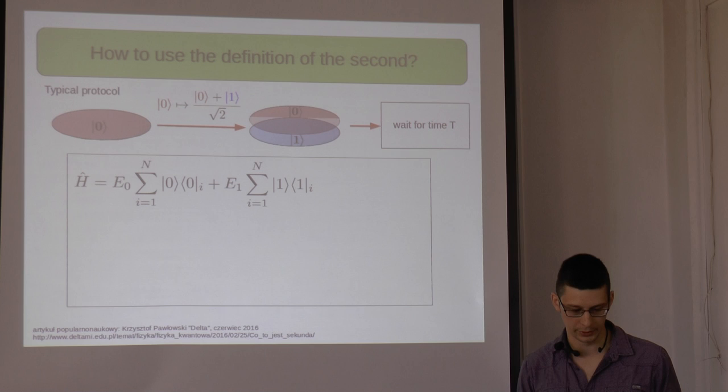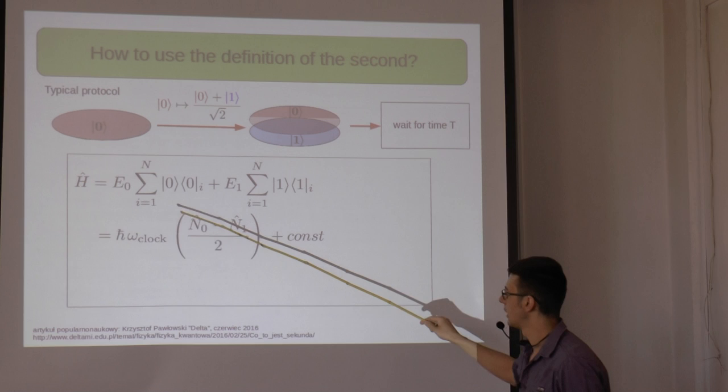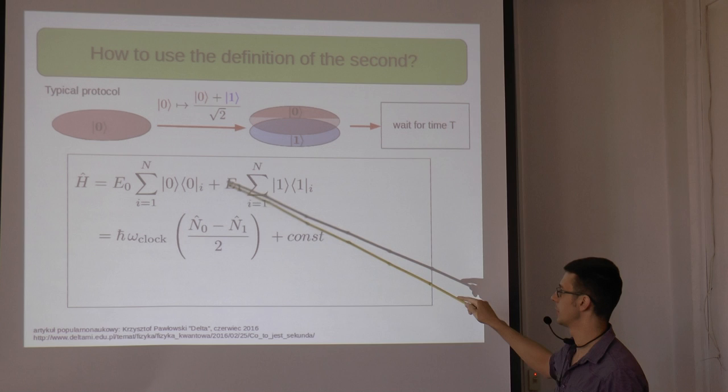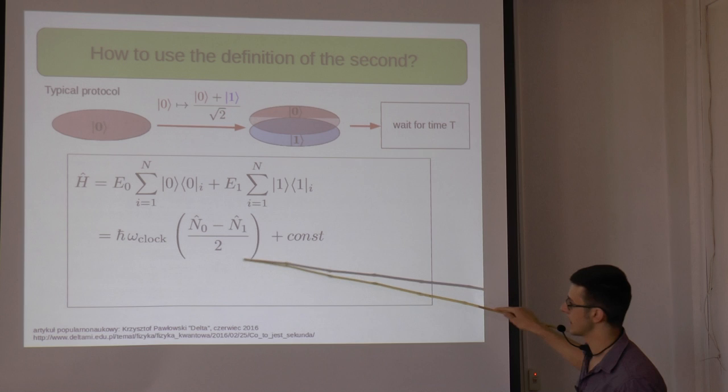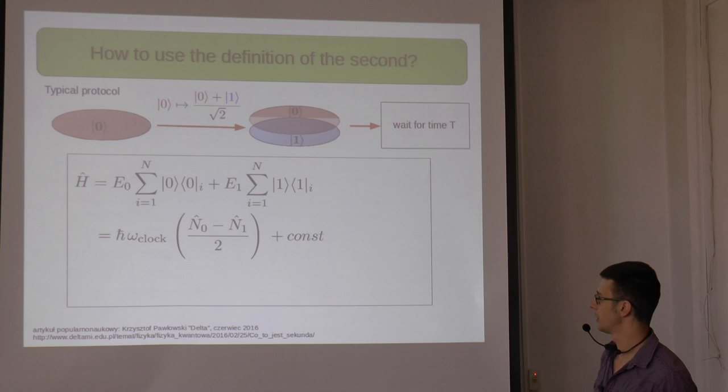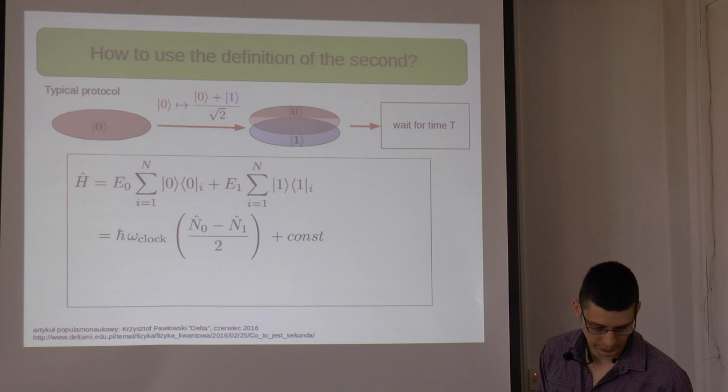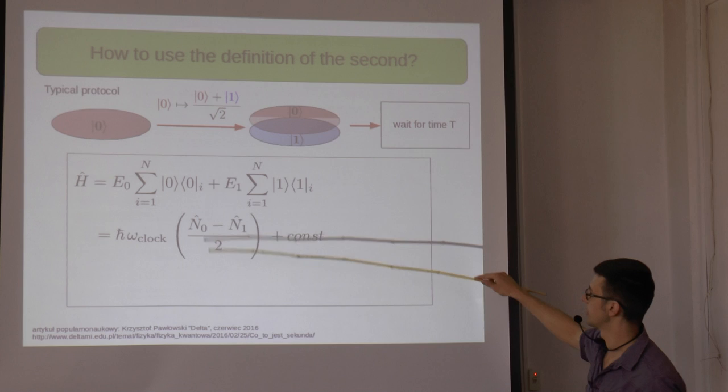It can be written in a more convenient form as this: h bar omega clock is just the difference between E1 and E0, the difference of the energies. And here is this SZ operator, which one can measure, the imbalance between 1 and 0. It should be 1 minus 0, so it doesn't matter so much here. And state 0 is an eigenstate of this Hamiltonian. Also state 1 is an eigenstate of this Hamiltonian.